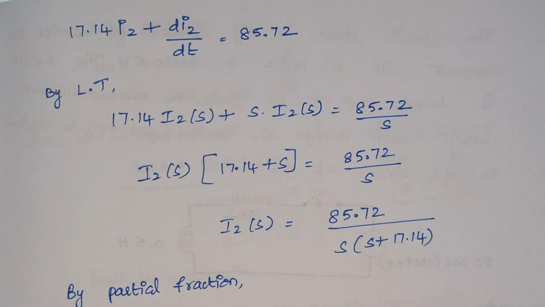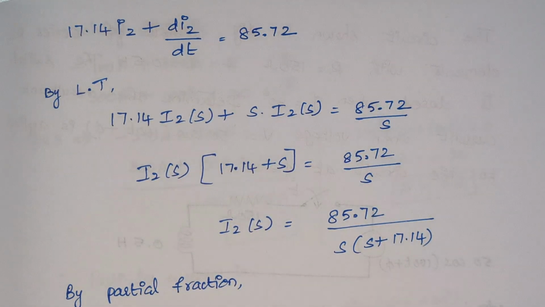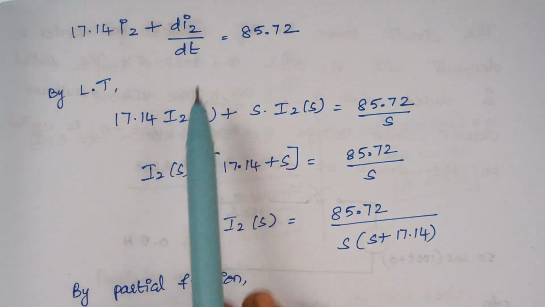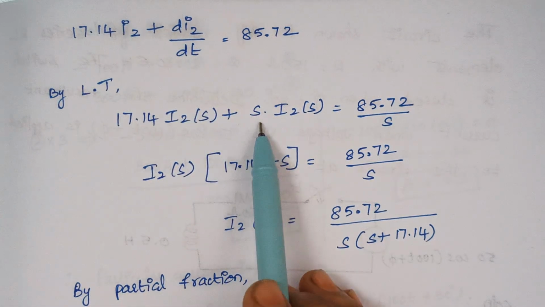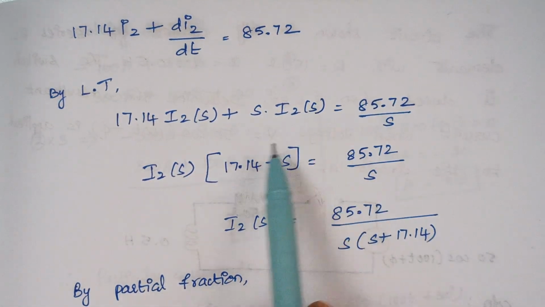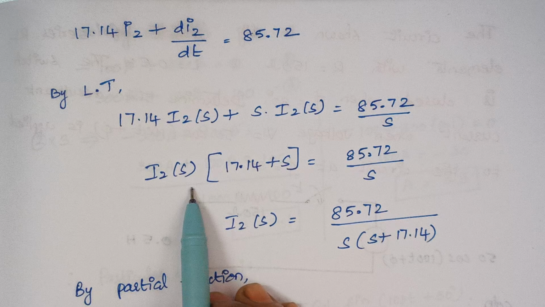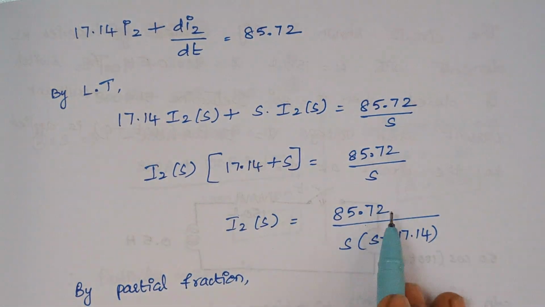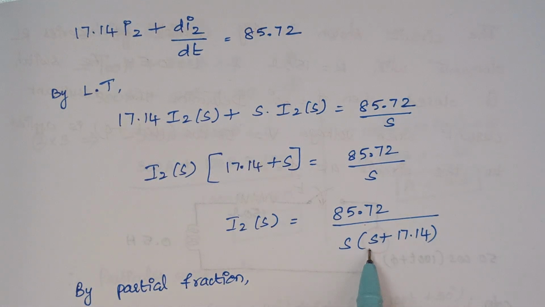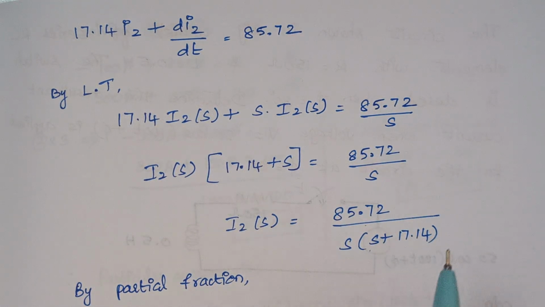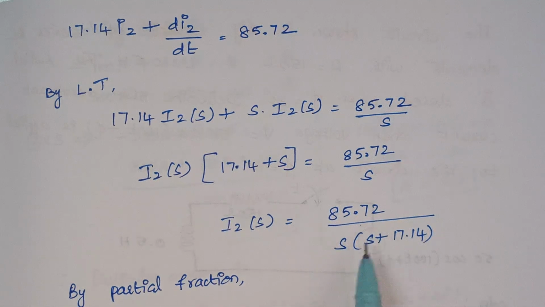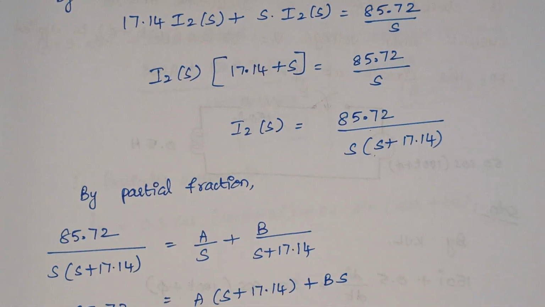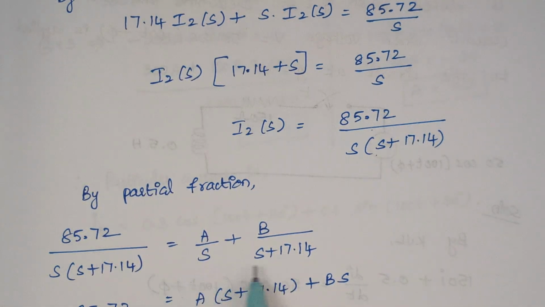The next step is we are going to take Laplace transformation. Once you take Laplace transformation for this expression, di2 by dt becomes s into I2 of s. Then I am taking I2 of s outside. Finally the expression for I2 of s is 85.72 divided by s into s plus 17.14. Again, in the denominator we have two terms, so by partial fraction, I am splitting this expression into 2.